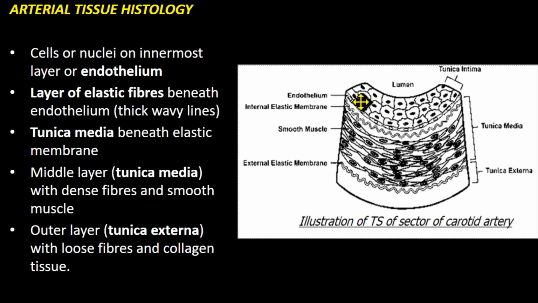Then we have the endothelium, which is a single layer of cells that would separate it from the smooth muscle. Between the endothelium and the smooth muscle, we would have an internal elastic membrane. This could be represented as wavy lines. The smooth muscle and the membrane would make up the tunica media. Finally, we would have another elastic membrane, and the tunica externa would consist of loose fibers and collagen tissue.